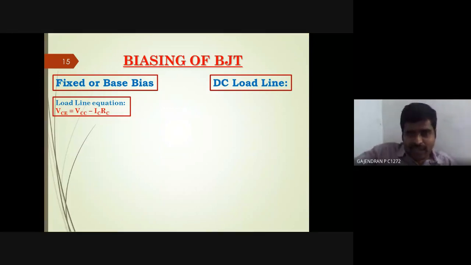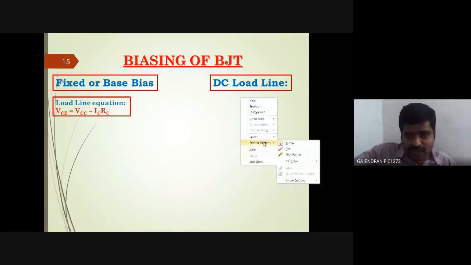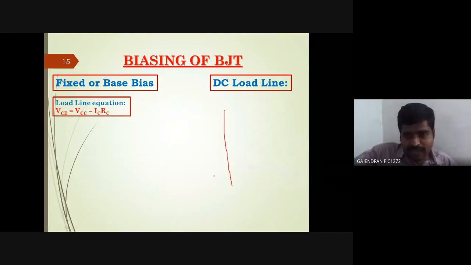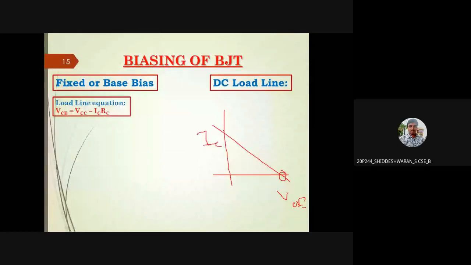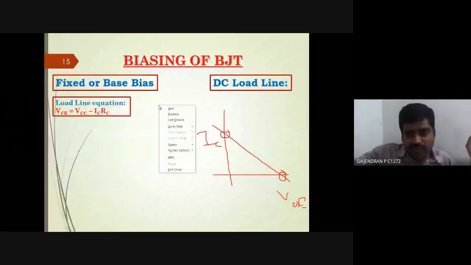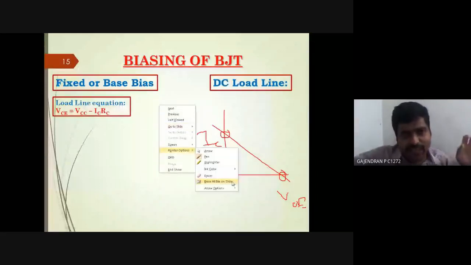If you forgot the thing, let me draw the line also. This is my load line. This is my VCE. This is my IC. Please tell how you will get these 2 coordinates. Sir, keeping IC equal to 0 and VCE equal to 0. Very good. So we need to keep 2 things.